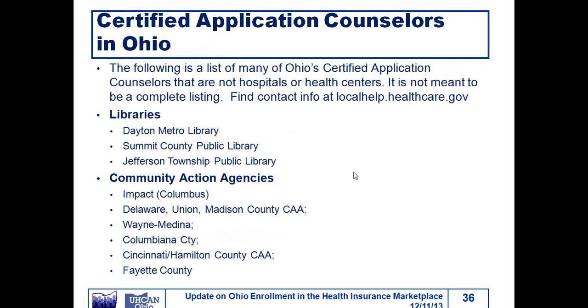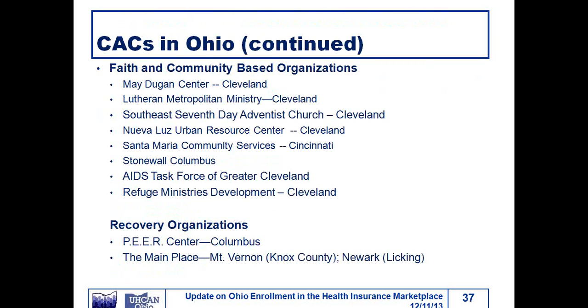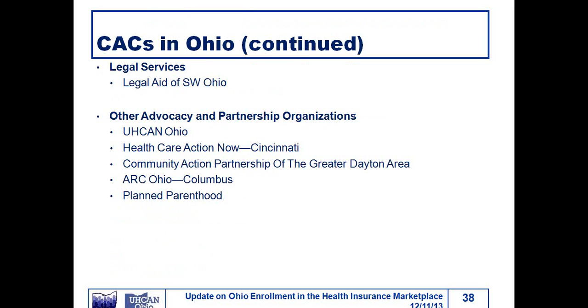Go ahead, next slide. Just to give you an idea of the kinds of organizations that have taken on the role of certified application counselor, I went through as much of local help as I could get through yesterday. We have 3 libraries. We have community action agencies in about 8 or 9 counties. Next slide. You can see a number of faith and community-based organizations, particularly in the large cities, and then 2 recovery organizations in Columbus and Mount Vernon and Newark.